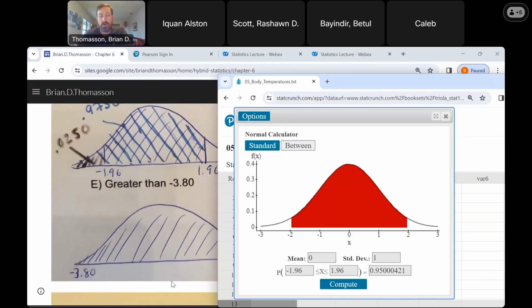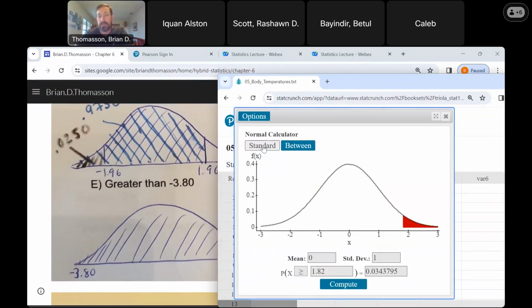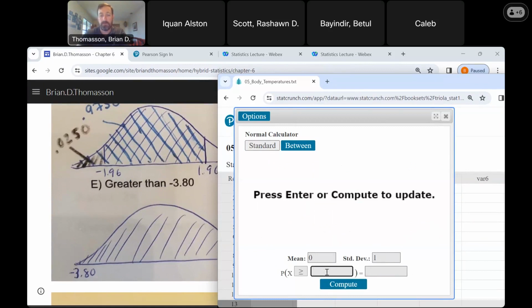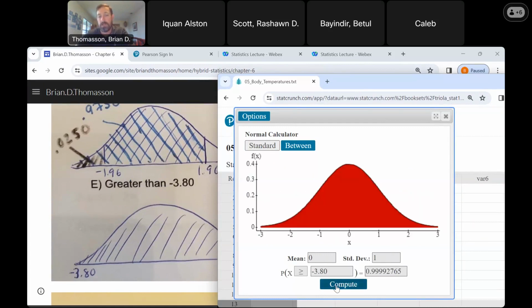And then part E, we haven't done this one before. This is greater than -3.8. We only have one value there, so we can go back to standard. If we put in -3.80, we want to find greater than that, so it's greater than or equal to, and that's pretty much everything. Because 3.8 is off the chart to the left, and everything above that. So the probability is quite high, 0.9999. So that's pretty much everything.